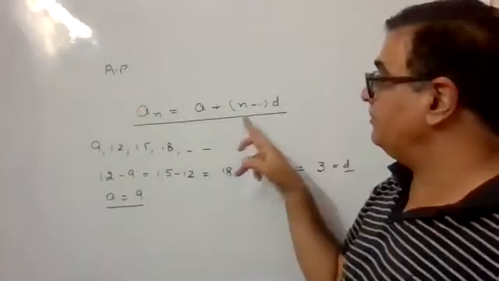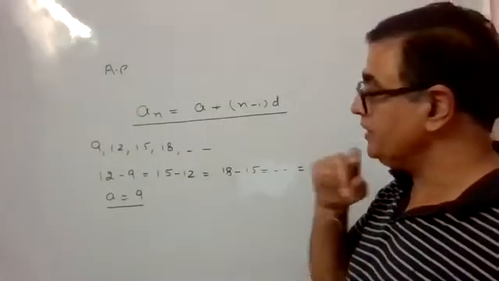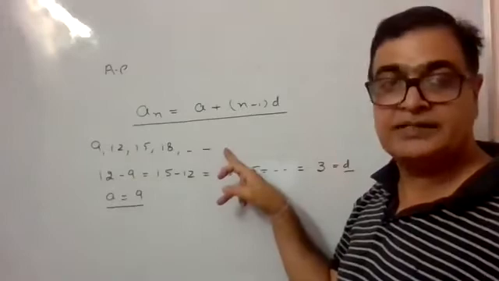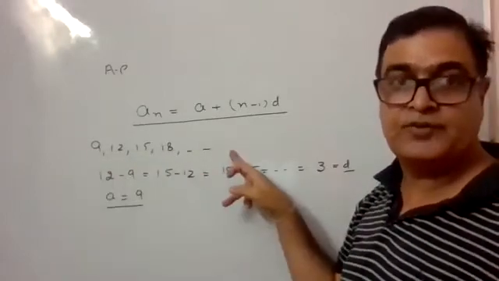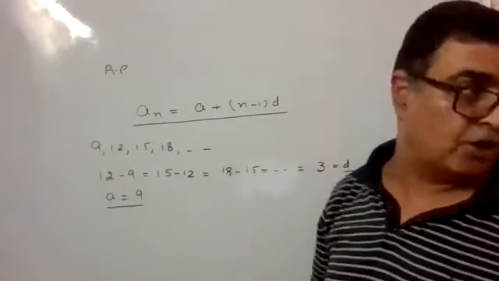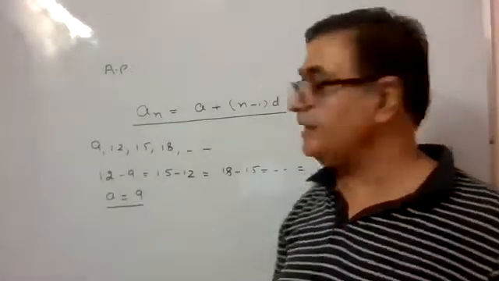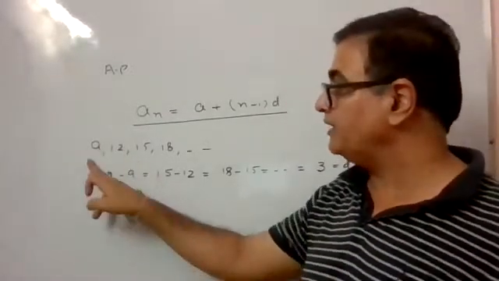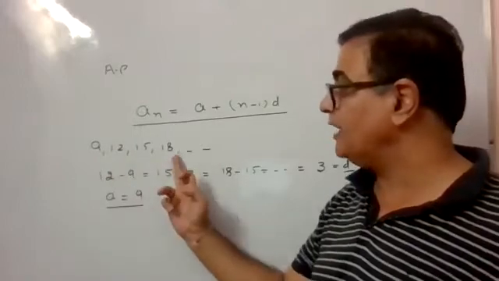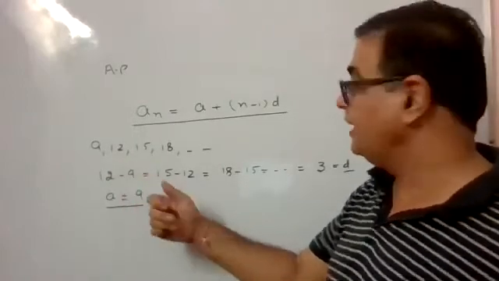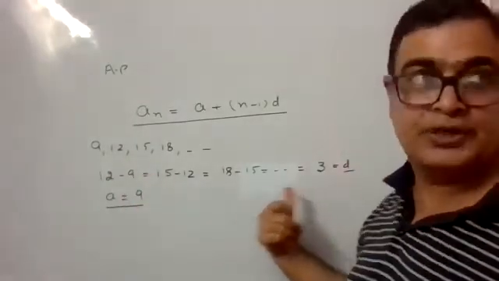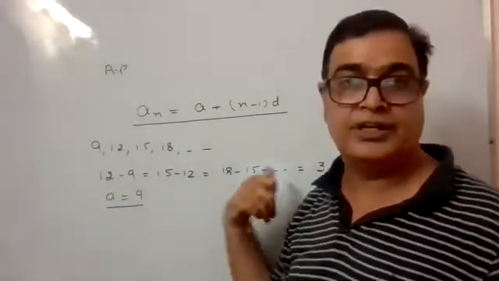AP nth term is a plus n minus 1 into d. This is a sequence given to you. We have to prove this is an AP or not. If they ask to prove it is an AP, then it will be 12 minus 9, 15 minus 12, 18 minus 15. Every value is coming 3, so it is a common difference which is constant here.